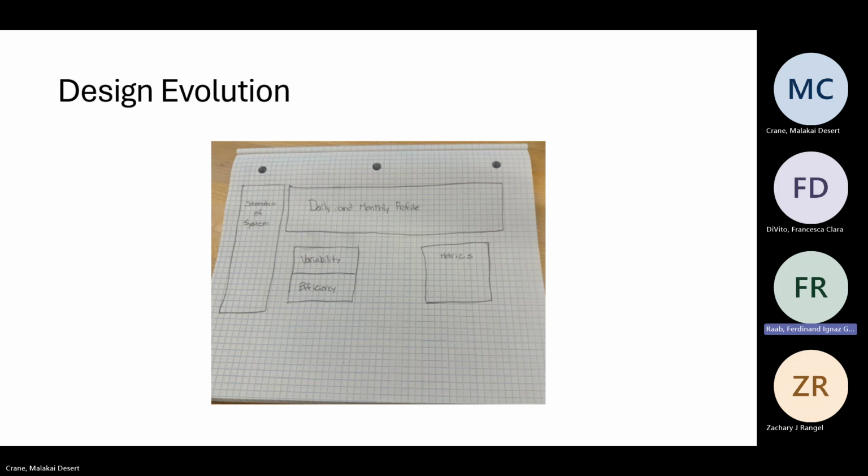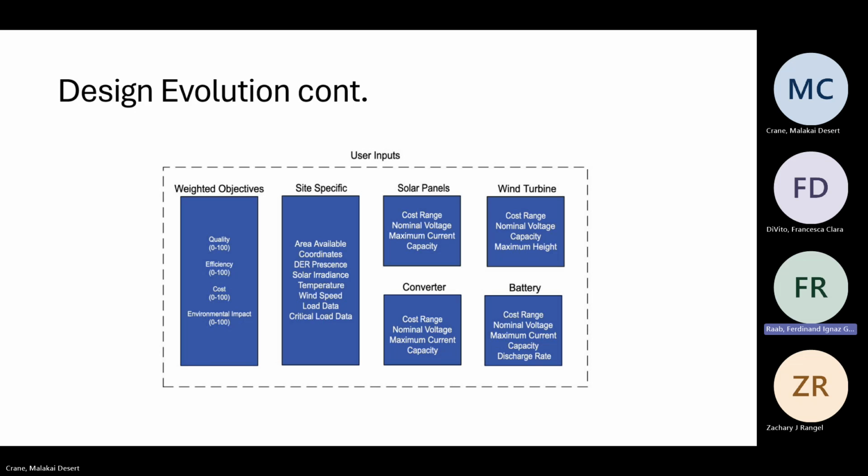This slide shows our initial rough draft of the graphical user interface. From the beginning, we envisioned there being sections for weighted objectives for variability and efficiency, as well as other user-defined input boxes for load demand, schematics, and other essential performance metrics. These early design choices helped carve our path for the DER optimization tool.